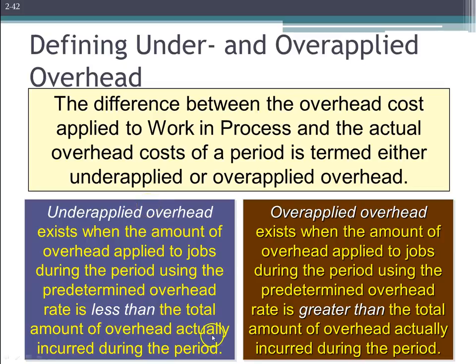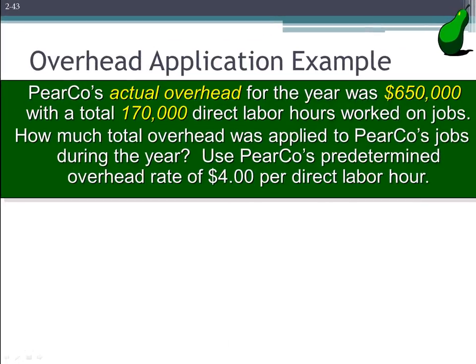Now, under applied overhead exists when the amount of overhead applied to the jobs during the period using that predetermined overhead rate was less than the total amount of actual overhead costs that we incurred. And over applied is the exact opposite. Let's go ahead and jump right into an example here. Same company, same example, let's assume that Pear Company's actual overhead for the year was $650,000 with a total of 170,000 direct labor hours worked on jobs.